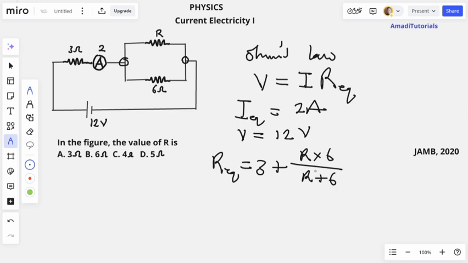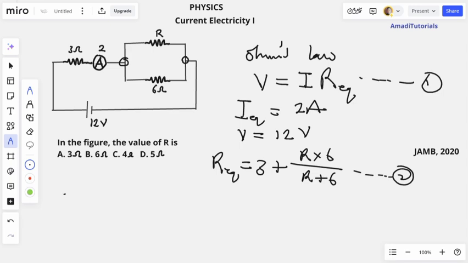This is how we analyze resistors connected in parallel when they are just 2 resistors. But if it is 3, we don't do this. So it's because it's 2, that's why I do this. So now our R equivalent equals 3 plus R times 6 over R plus 6. So if we substitute this into this first equation, assuming we call this our equation 1, and then this is our equation 2. If we substitute equation 2 into 1 so that we can find R.